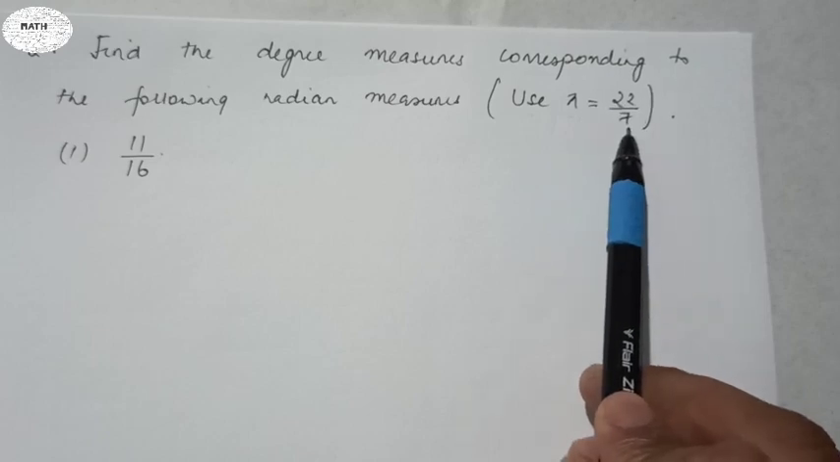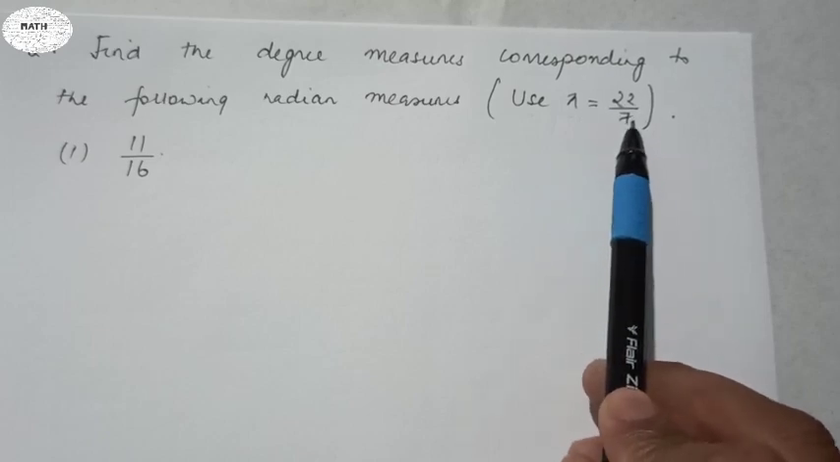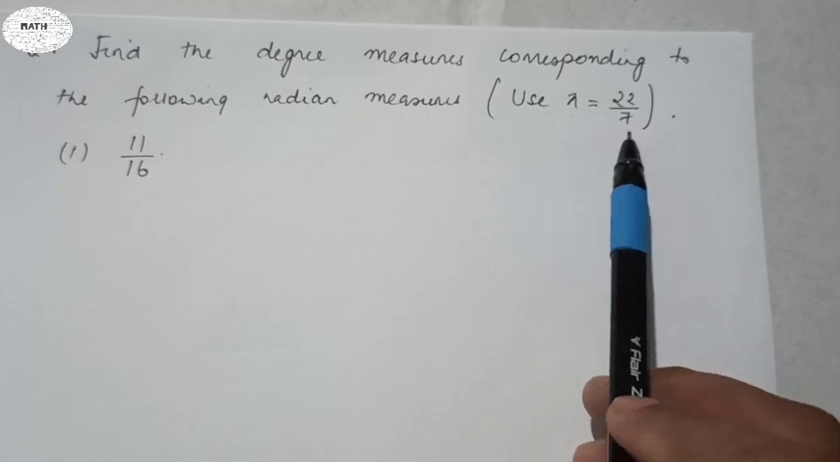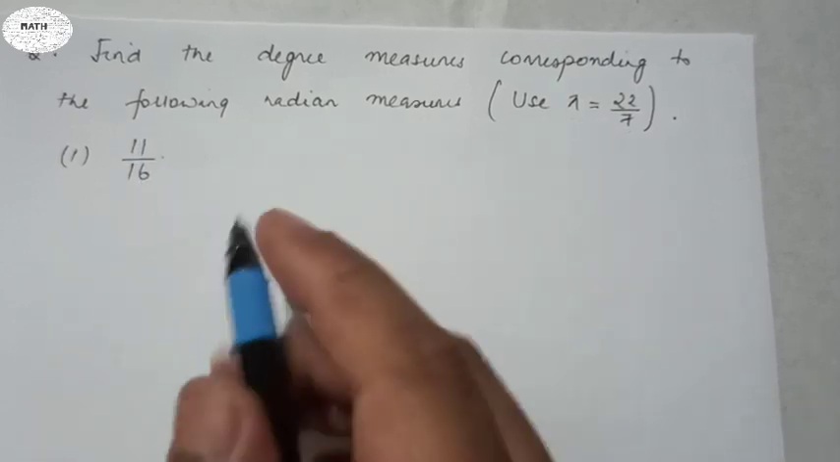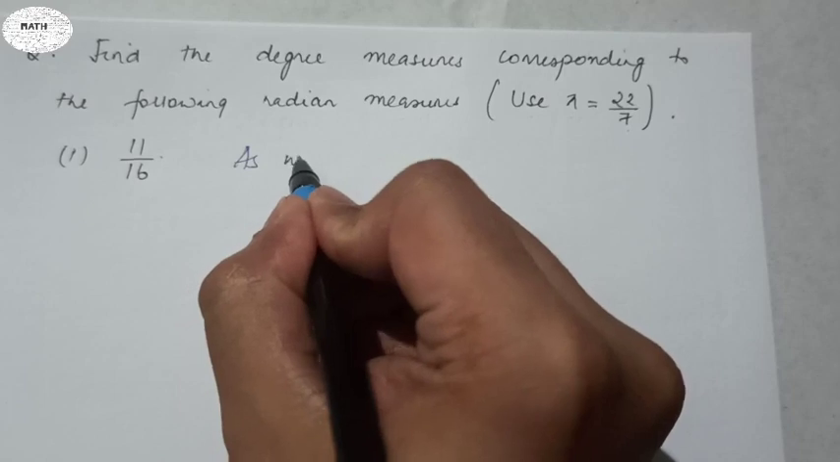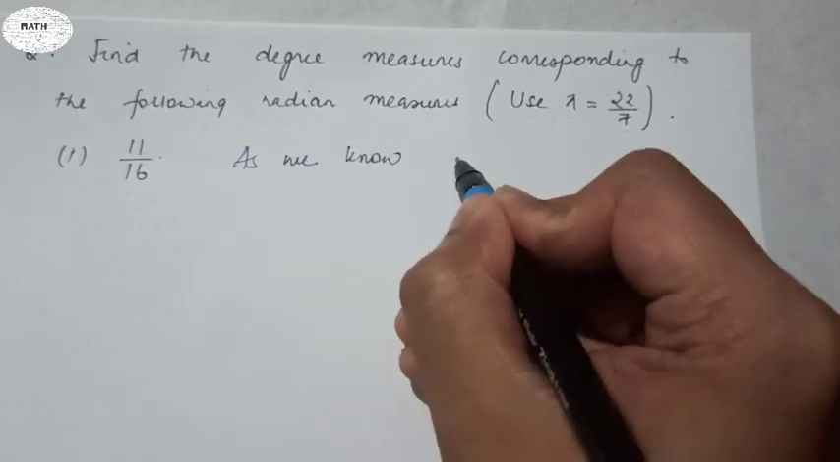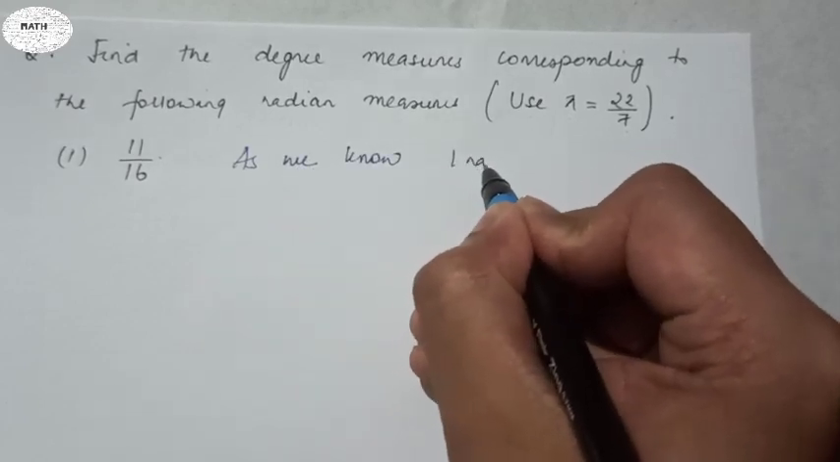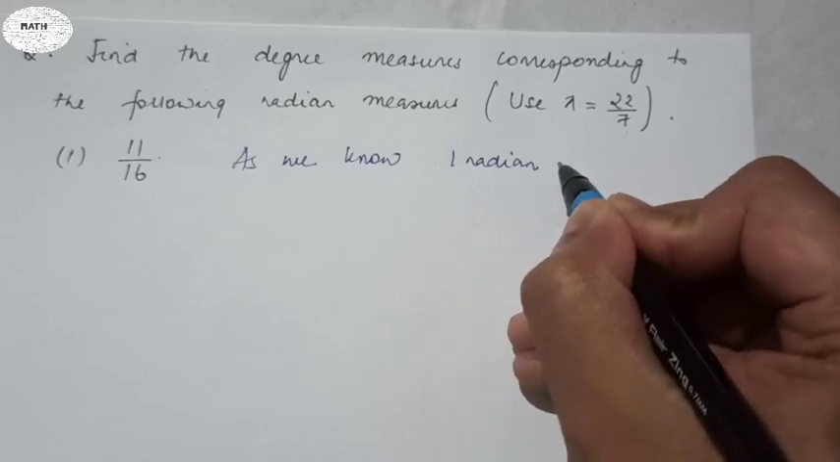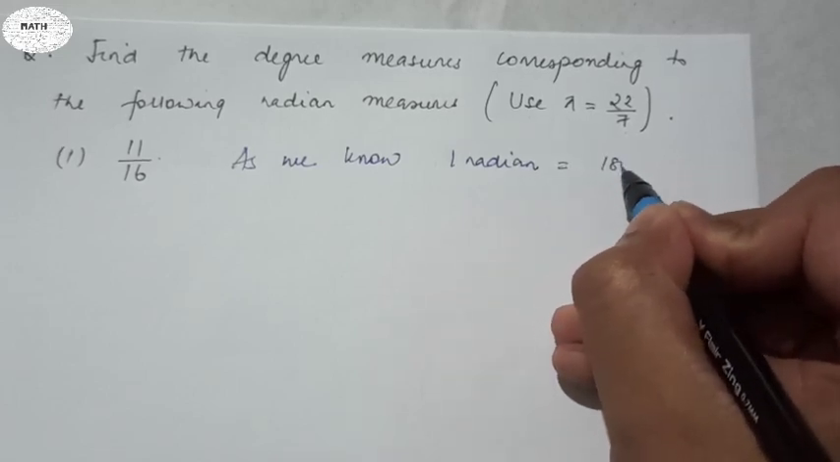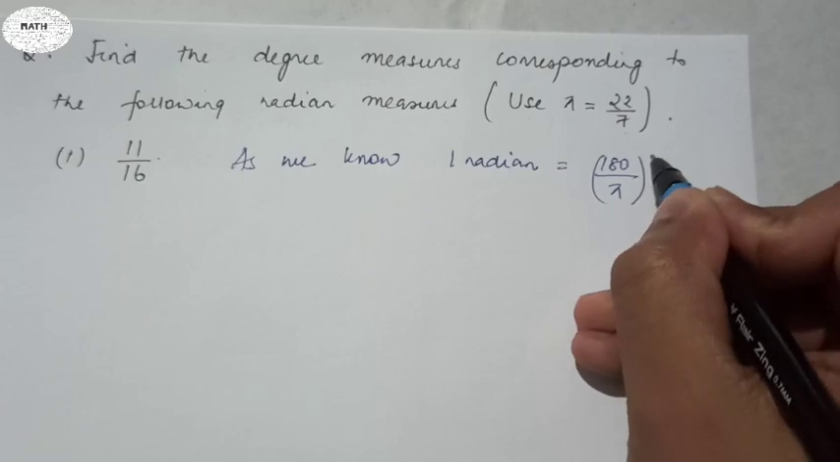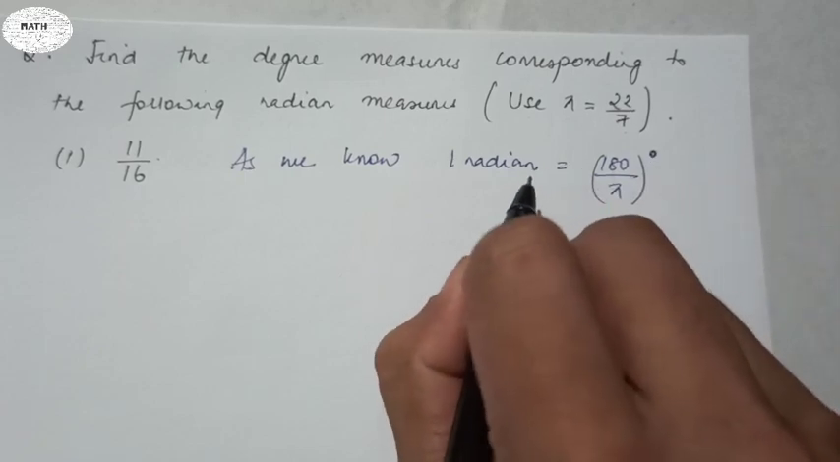That means we cannot use pi equal to 180 degree. We have to use pi as 22 by 7, and it's given 11 by 16. Same thing as the previous one. So as we know, 1 radian is nothing more than 180 divided by pi degree. So 1 radian is equal to this much.